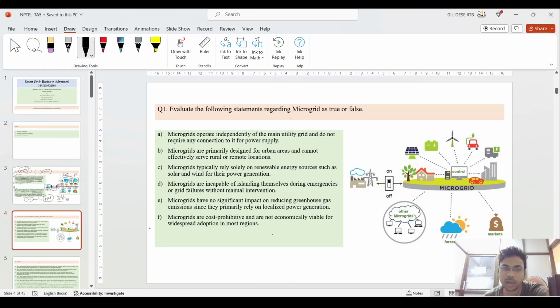So after this definition of this microgrid, I have one question for you. There are these 6 statements. You have to determine which statements are true and which are false regarding this microgrid basic definition. Please write in the chat box. I am giving you 4 minutes to solve this question. You can write in the chat box, or you can open your mic and tell me the answer.